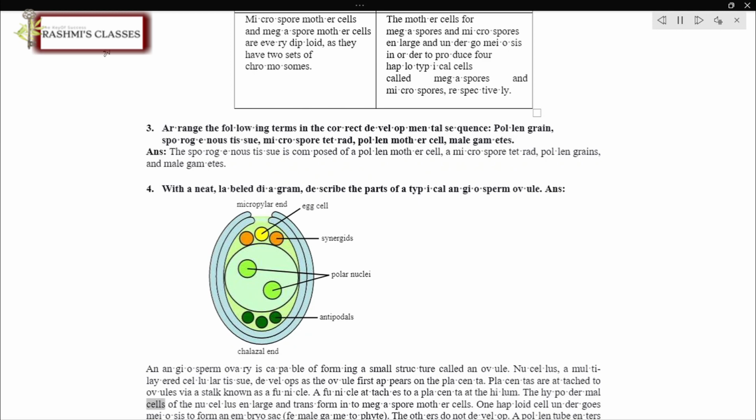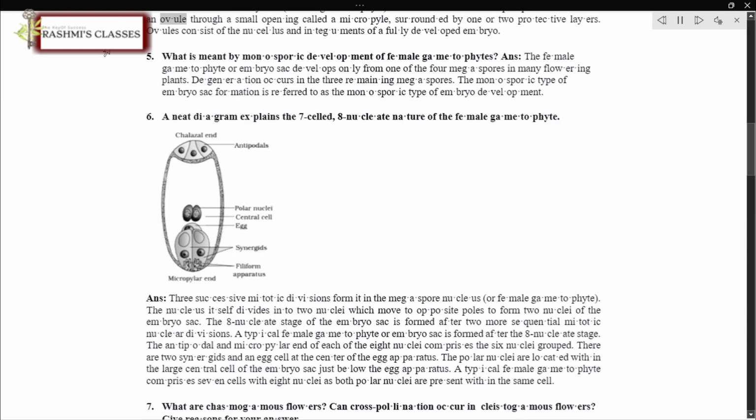The hypodermal cells of the nucellus enlarge and transform into megaspore mother cells. One haploid cell undergoes divisions to form an embryo sac, the female gametophyte. The others do not develop. A pollen tube enters an ovule through a small opening called a micropyle, surrounded by one or two protective layers. Ovules consist of the nucellus and integuments, with a fully developed embryo sac.